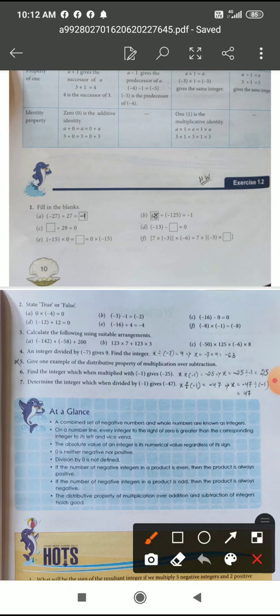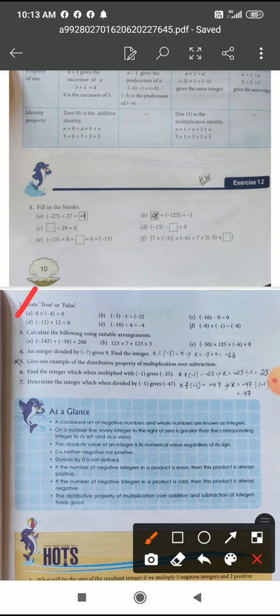Number two, true or false. 0 multiplication minus 4 equal to 0, which is true. B, minus 3 minus 1 equal to minus 2. This is not correct, so this is false. So, like this you complete number two.